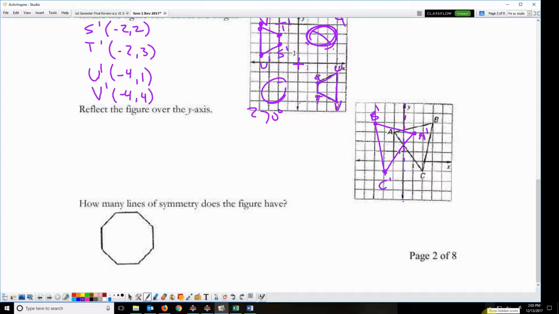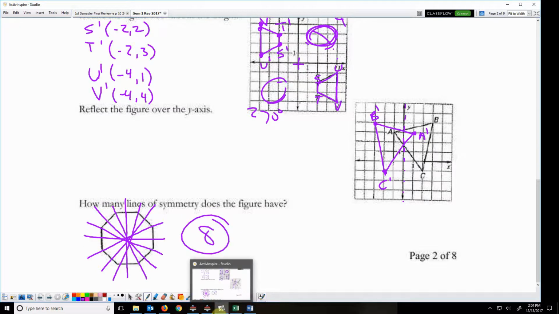How many lines of symmetry? I see one here, here, here, and here. That's 4. Then 5, 6, 7, and 8. It has 8 lines of symmetry.